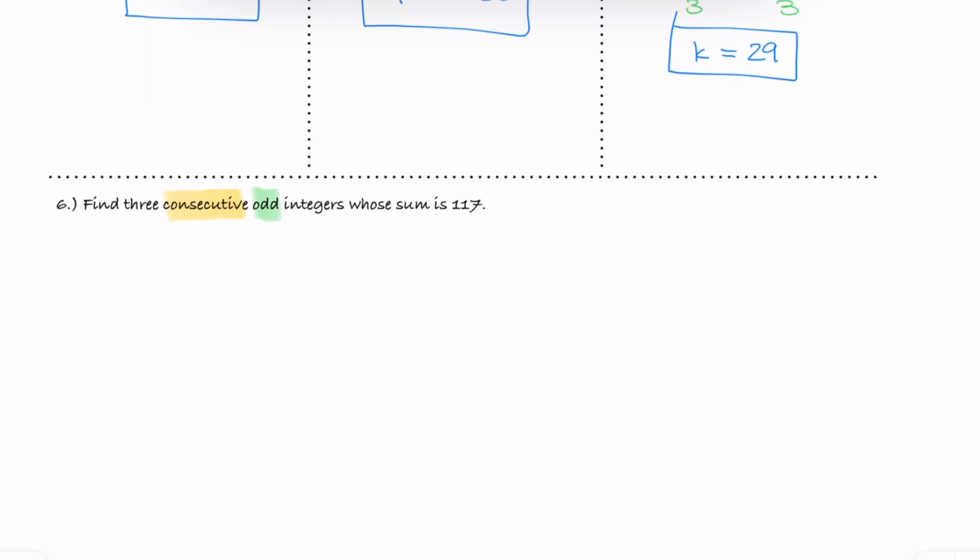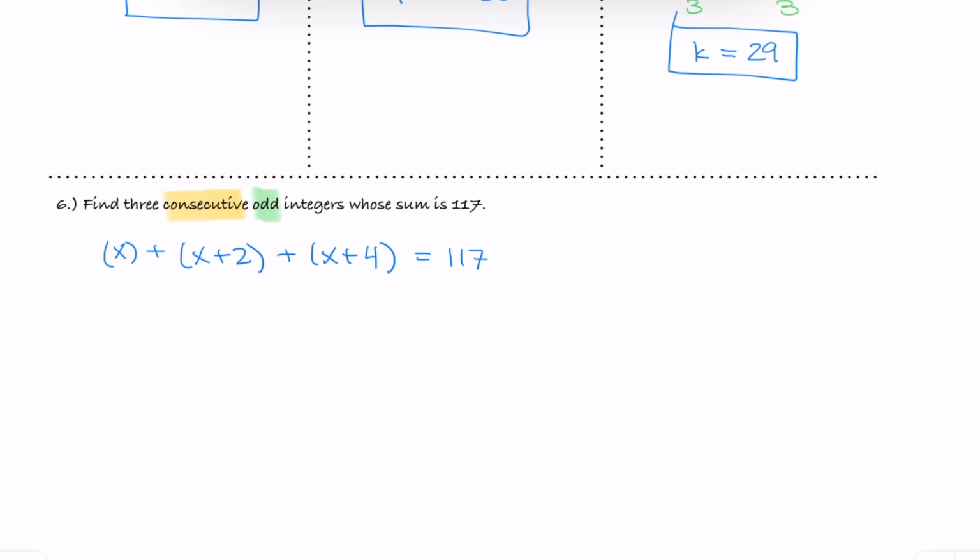So 3 consecutive odd integers means it's going to be some x, that's your first integer, plus x plus 2 is your second integer, and x plus 4 is your third integer, and all of those added together equal 117. Now, the reason it's x and x plus 2 and x plus 4 is because every odd integer is 2 away from the integer before it.